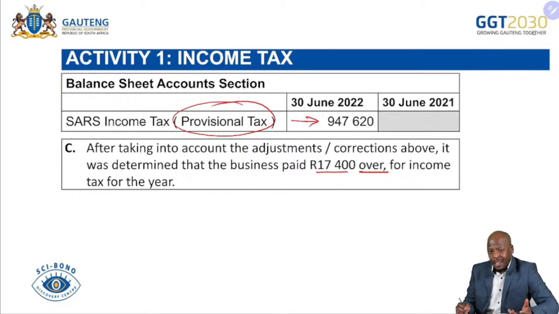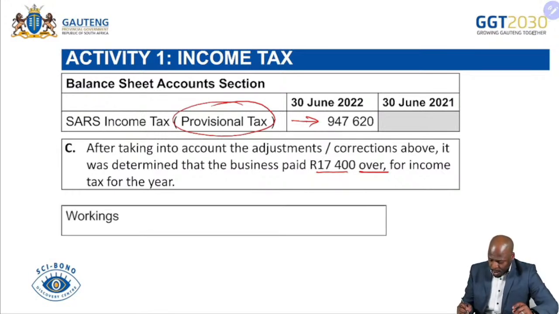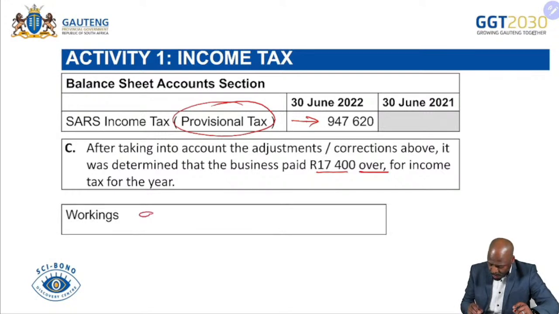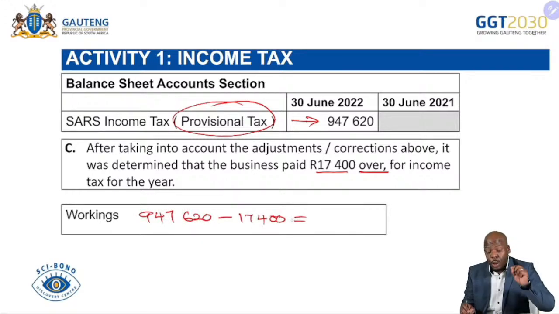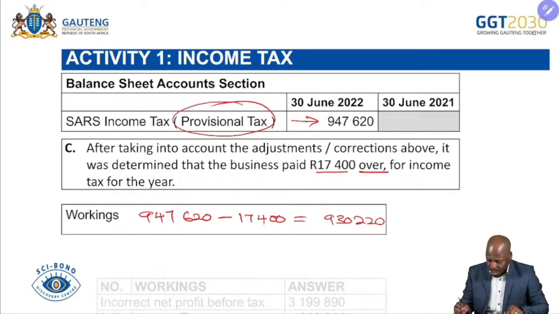That should tell us it is easy now to get our income tax. All right? Whatever we paid is more by 17,400. Then it should mean that I should now say my 947,620 minus 17,400. That should give me my income tax, which is 930,220. Where would I show this income tax? Remember, we are preparing the correct net profit calculation.